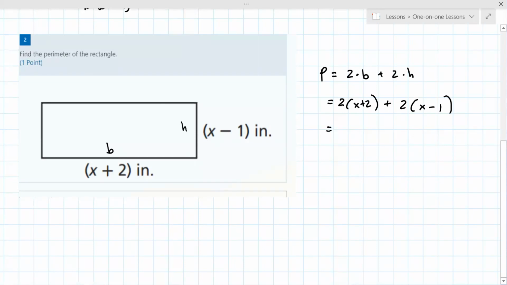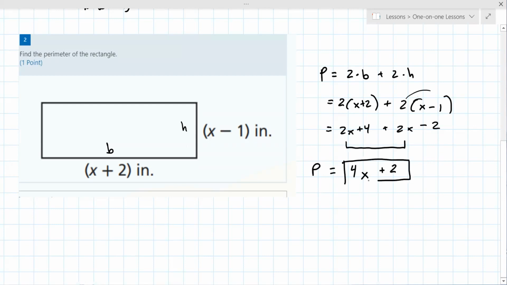We have to simplify. We're going to distribute this 2 to both of these. You can't just distribute to one, you have to do it to both. 2x plus 4 plus 2x, again, we're distributing to both, minus 2. You can combine like terms, so 2x plus 2x becomes 4x, and then 4 minus 2 is plus 2. So this is your expression for your perimeter, and it is in inches. I don't know if there's a place for units where you enter the answer, but yeah. Okay, you want to make sure.